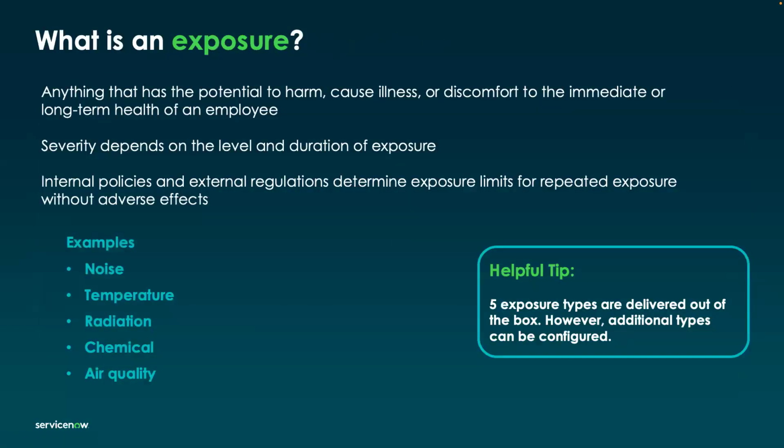So you're probably asking, unless you have a very in-depth background of environmental health and safety or being an industrial hygienist, what is an exposure? So essentially, an exposure is anything that has potential to cause harm, illness, discomfort to the immediate or long-term health of an employee. And the severity of this is going to depend on the duration and the level of exposure. So oftentimes, organizations will monitor exposures to determine the impact on an employee's health. And we see some examples here. So they could be things like noise, temperature, radiation, chemical or air quality.